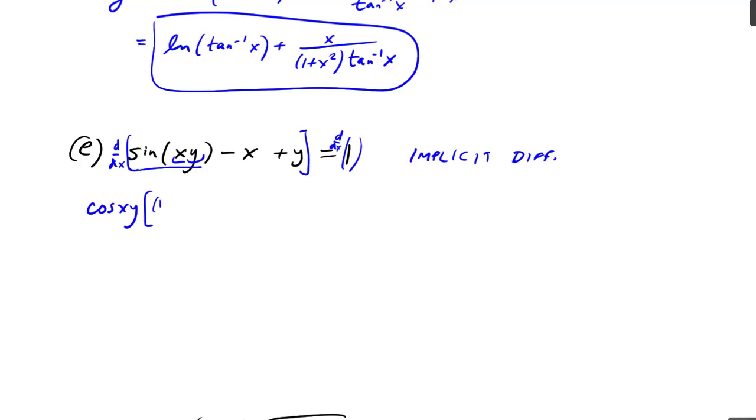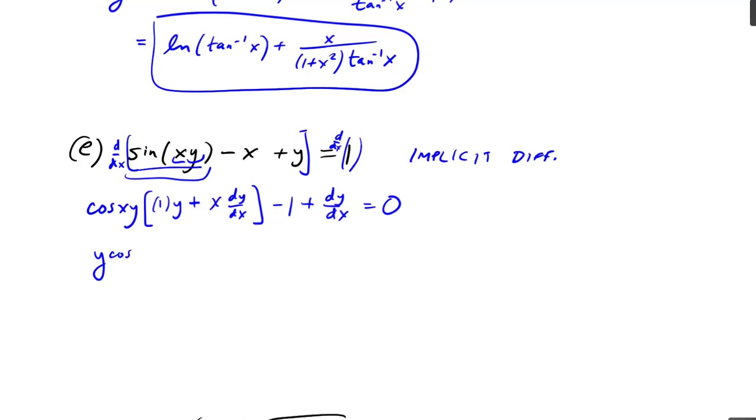So derivative of x is 1 times y as it is, plus x as it is, derivative of y is dy dx. That takes care of the derivative of sine xy. Then the derivative of minus x is minus 1. And the derivative of plus y is plus dy dx equals 0. Now I need to solve for dy dx.